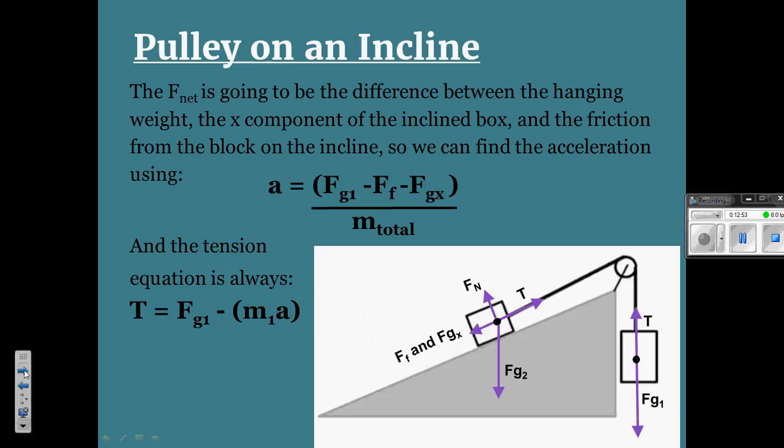So the formula is the same formula, we just have to tweak it a little bit. The F_net is going to be the difference between the hanging weight and the x component of the incline of the box, because we now have an angle. The box on the incline is also going to create some friction, so we have to subtract out now the F_f and the F_gx. We find this with trig. And we still divide by the total mass of the two boxes. And our tension is found the exact same way.